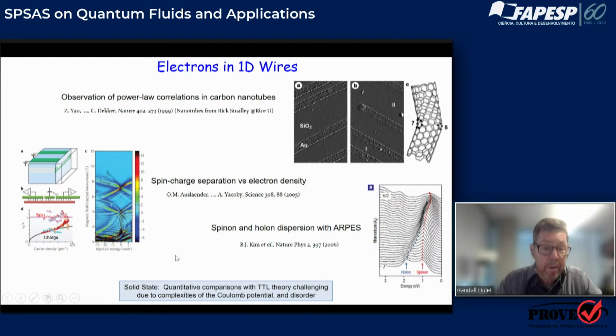But they were unable to do quantitative comparisons with theory due to the complexities of the Coulomb potential and the unavoidable disorder and lattice defects that one has in real materials. Okay. So I think that's what I need to say about that.